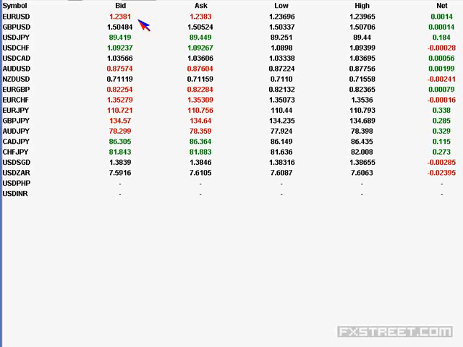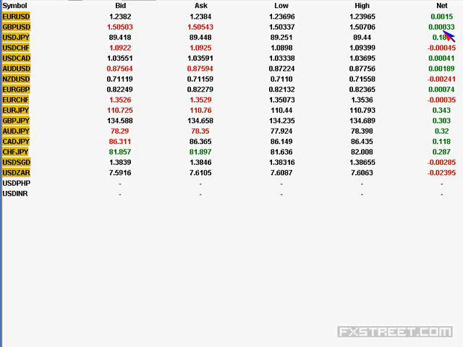Now, Euro is currently trading around 1.238183. The low is 1.2369, which was set initially during the start of the Japanese session. Then 1.2396 is the high. Net change is 15 pips positive now. So from the Friday close, Euro is trading around 15 pips higher. That is what the net change refers to.